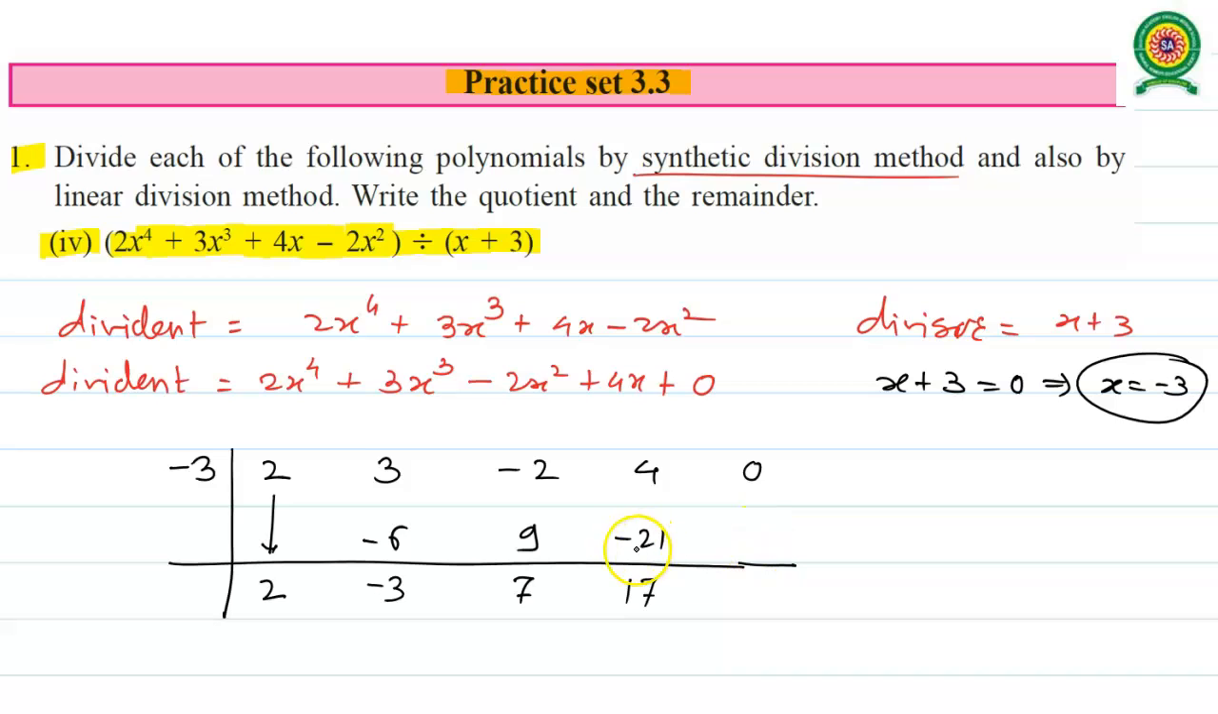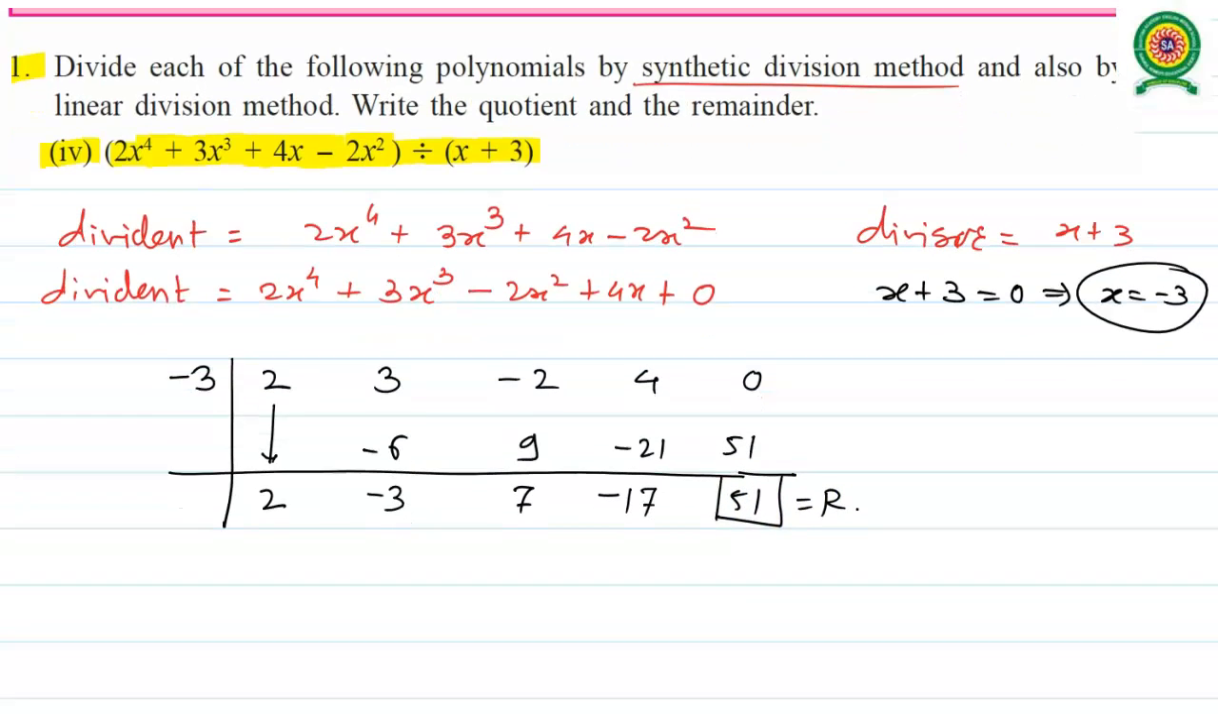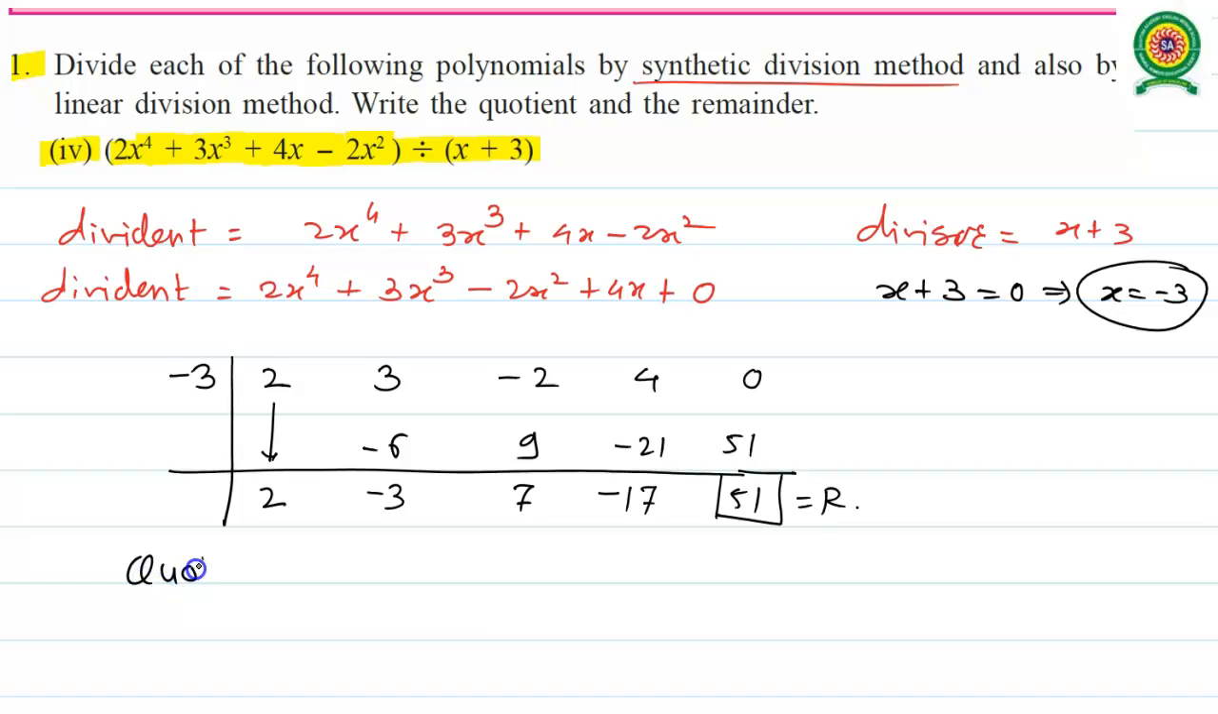Here we have minus 21 plus 4 as minus 17. Minus 17 into minus 3 gives positive 51, and 0 plus 51 gives the remainder as 51. So now the quotient has a degree of the variable one less than that of the dividend. In the case of the dividend, the degree of the dividend polynomial is 4, so the quotient polynomial has degree of the variable x equal to 3.